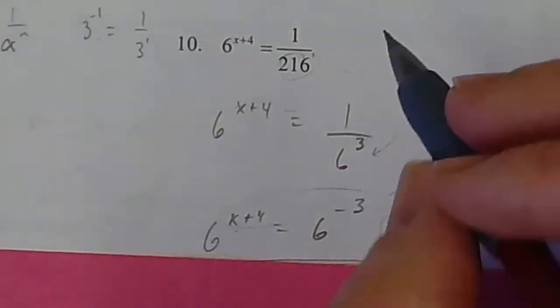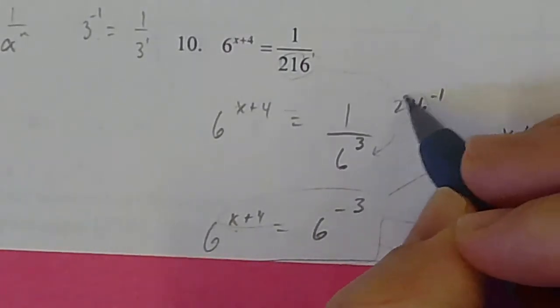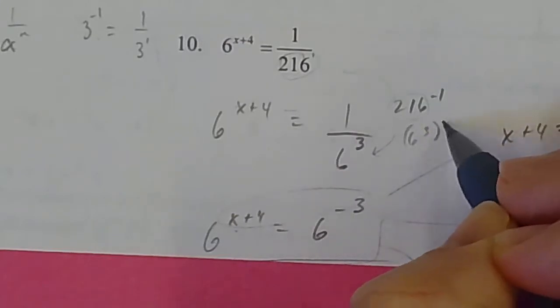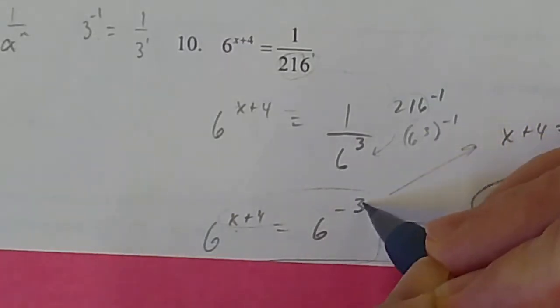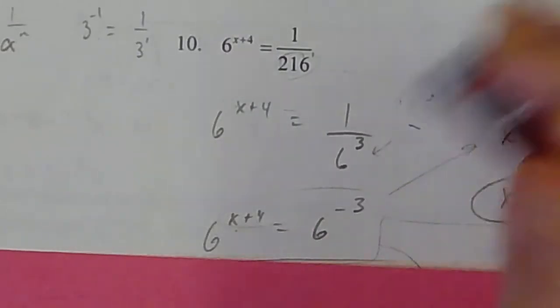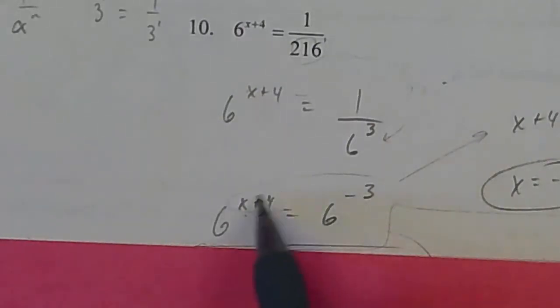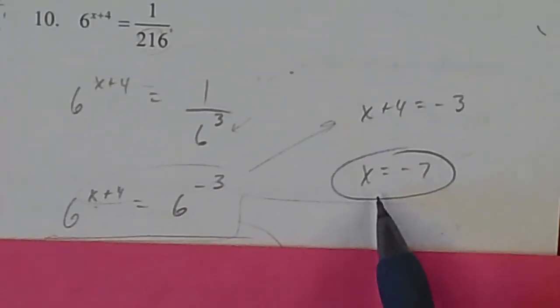Like I said, the other option is to write 216 to the negative 1 right now, and then you have to change that to 6 to the third raised to the negative 1, which gives us negative 3. So that's another way to show the work to get there. All right, so now I have the same base. I set those equal, and we get negative 7.